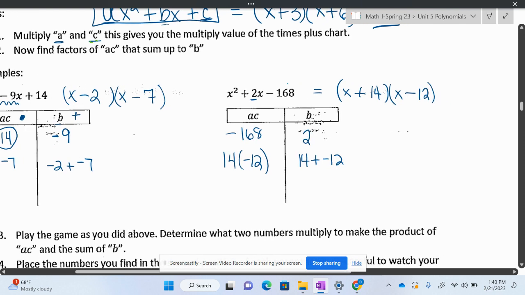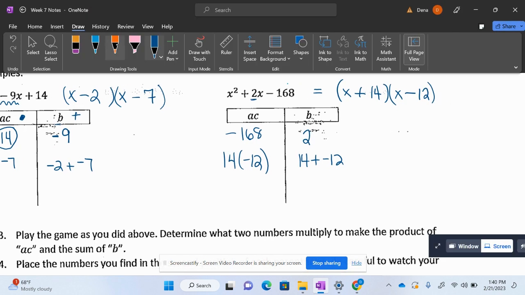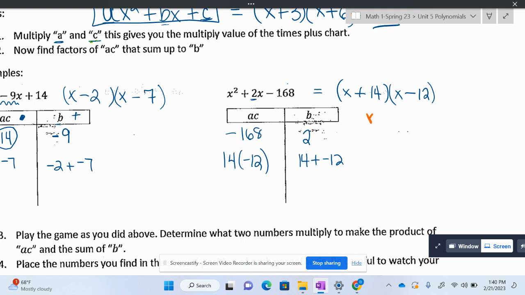Okay. So I'm going to write something that I think is super important. So here's a special note. What has been the value of a in both of these examples? 1. So here's a note. When a equals 1, and all of the trinomials that we're going to solve this week, probably until Friday, are going to have a leading coefficient of 1, okay? Because we're just going to keep practicing.